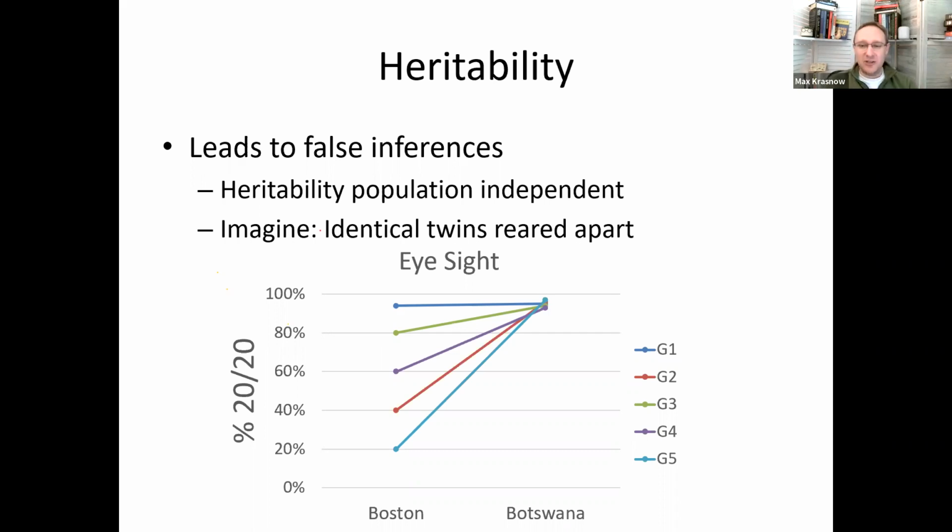And so if we looked in Boston, we would find that what we observed as the differences between versions of genes and how well they performed doesn't extend to a different population. In fact, in this population, we would estimate that there was no heritability at all, because all of those differences in genes didn't contribute to any differences in vision.